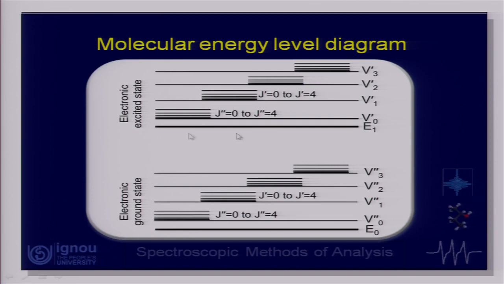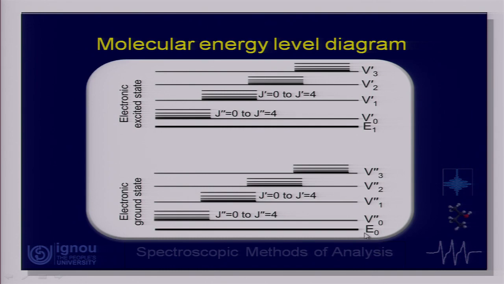That means, in the case of a molecule, the electronic energies are quantized, the rotational energies are quantized, as well as the vibrational energies are quantized. Now, this whole thing translates into the following diagram. Let us look at this. Essentially, this is my E0, the electronic ground state, then this is my E1, that is the excited state.